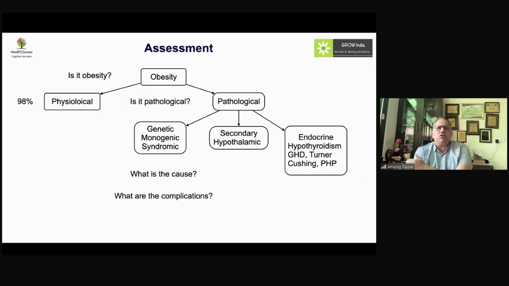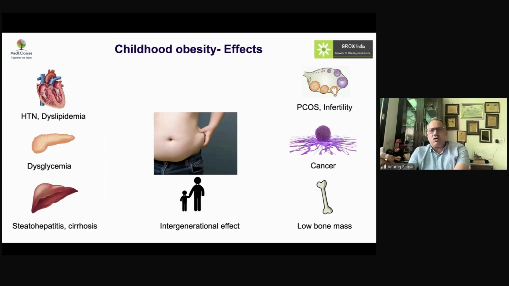Now, once we know the cause, which in most cases is not there, we have to worry mainly about complications. And this is what the main talk is about, that obesity is something that is going to affect each and every part of our body, including the next generation as well. There is an intergenerational effect.